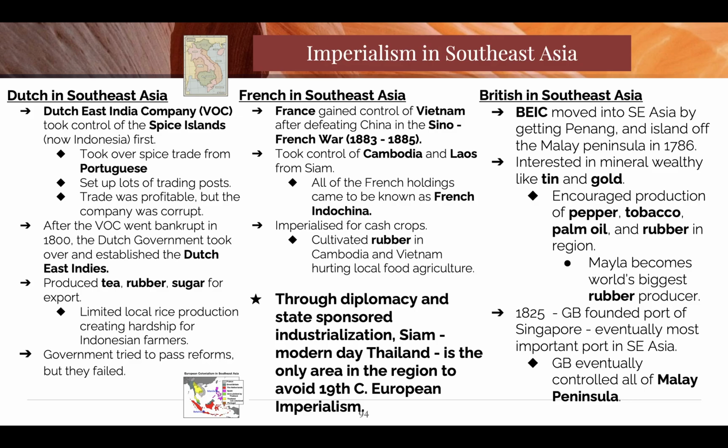And the British are going to have a bunch of places in Malay. And you need to know Singapore. The British are building Singapore, and that is a major port for them and a major place of wealth. They're going to manage that and make lots and lots of money off of it because of the rubber and palm oil.